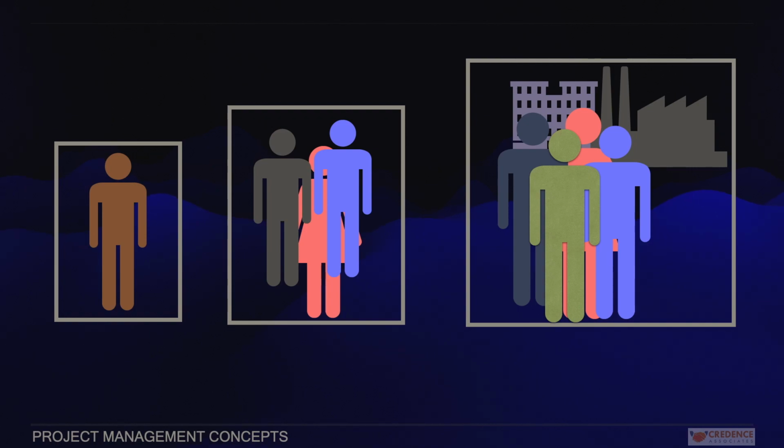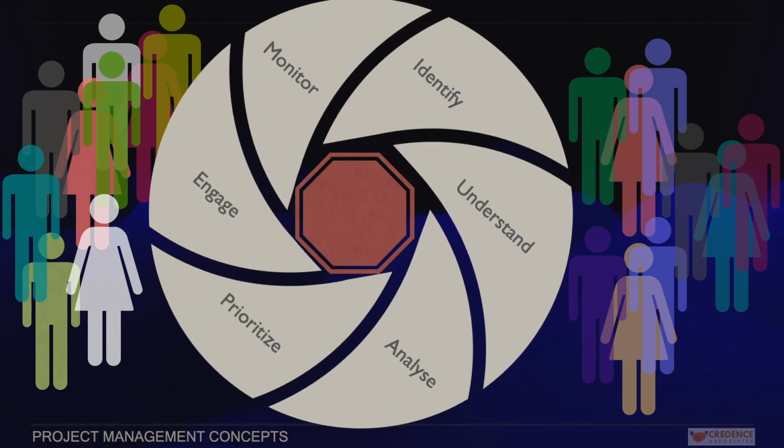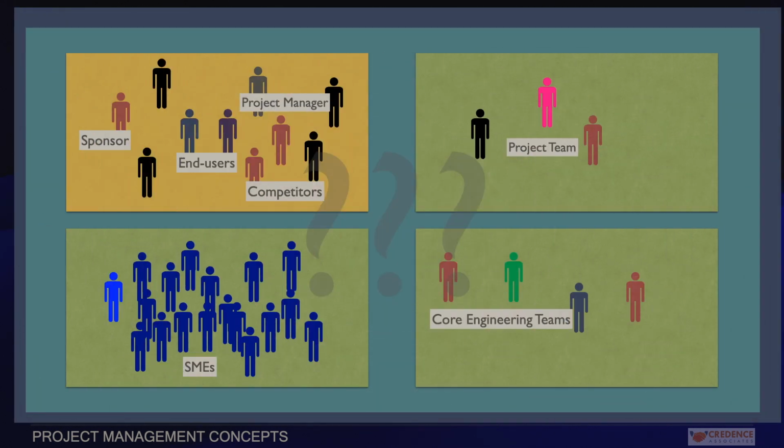In the previous video, we have defined project stakeholders as individuals, groups, or organizations, and how they can influence or get impacted by a project. Now, let us understand more about stakeholders and the life cycle of stakeholder management. Firstly, stakeholders are identified in the project.